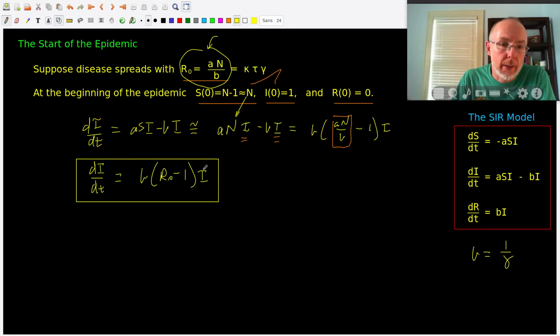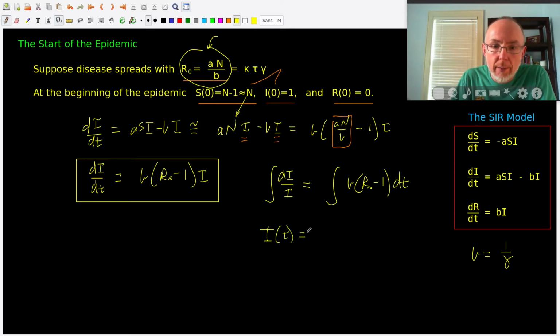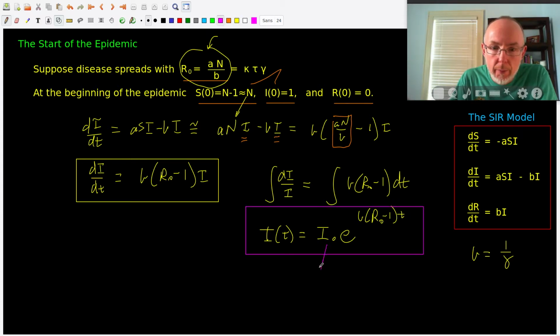Now, this is an exponential, this is a separable equation. We can separate the I from everything else. Everything else is a constant. And so we end up with an equation that we can integrate with respect to t. And when you do that, you find that I is an exponential. It's a function of I sub 0, that's the initial number of infected people, e to the power of b times R naught minus 1 times t. And we know this is the initial number of infected people, so that's going to be 1, right? Our initial condition here was 1. That's the initial number of infected people.